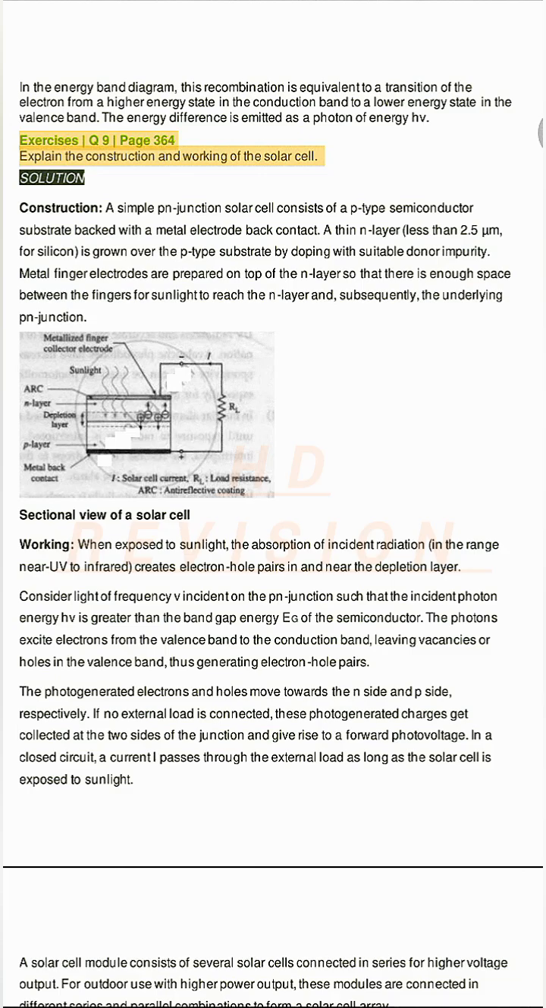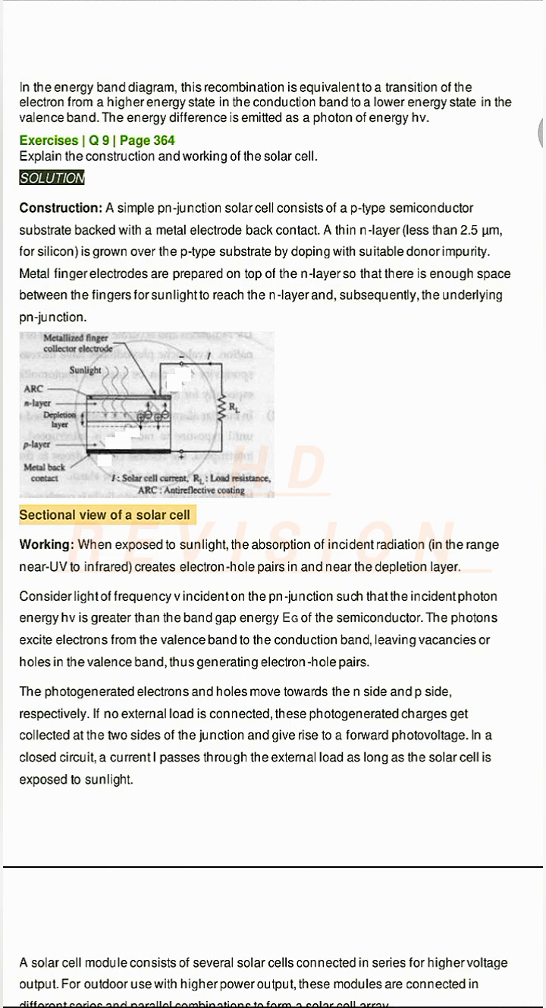Exercises Q9, page 364. Explain the construction and working of the solar cell. Solution. Construction. A simple p-n junction solar cell consists of a p-type semiconductor substrate backed with a metal electrode back contact. A thin N layer, less than 2.5 micrometers for silicon, is grown over the p-type substrate by doping with suitable donor impurity. Metal finger electrodes are prepared on top of the N layer so that there is enough space between the fingers for sunlight to reach the N layer and, subsequently, the underlying p-n junction.